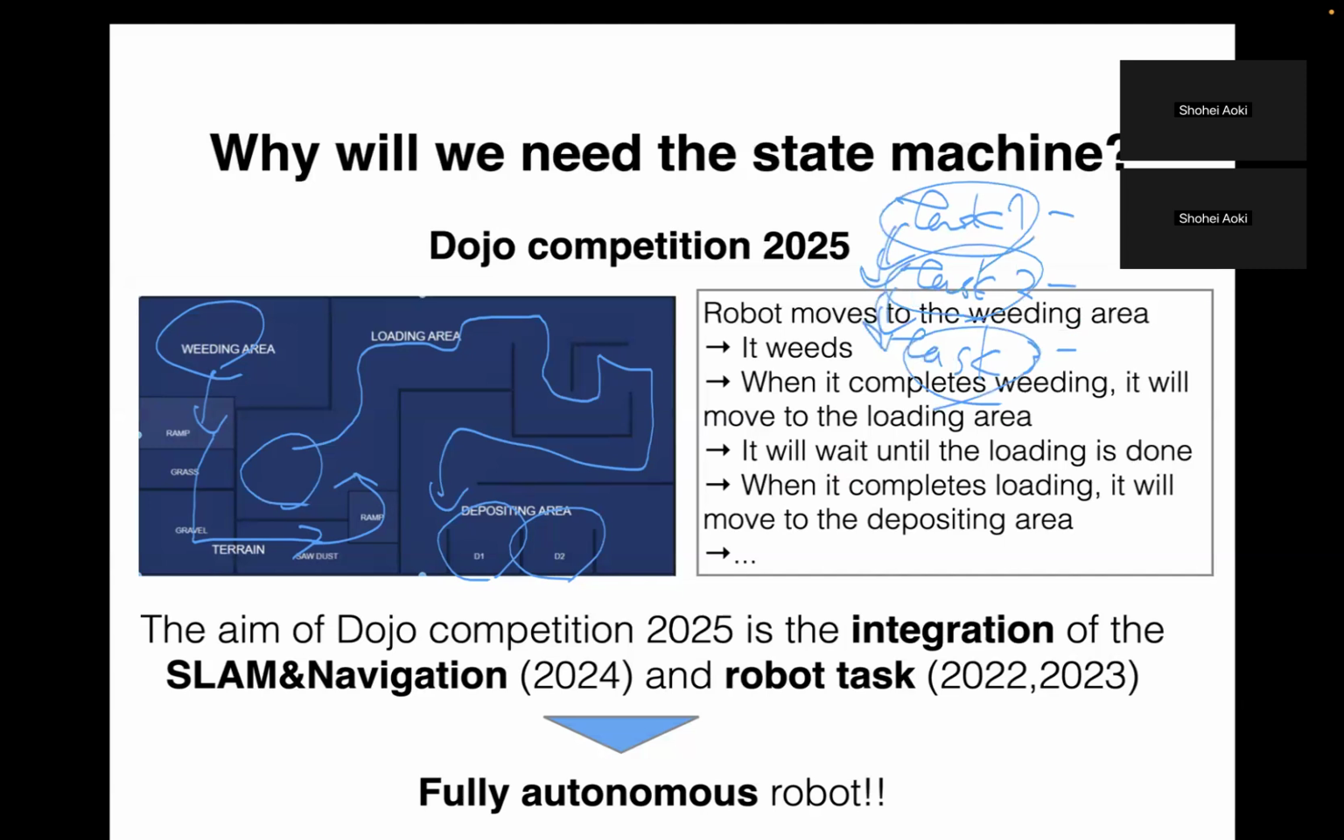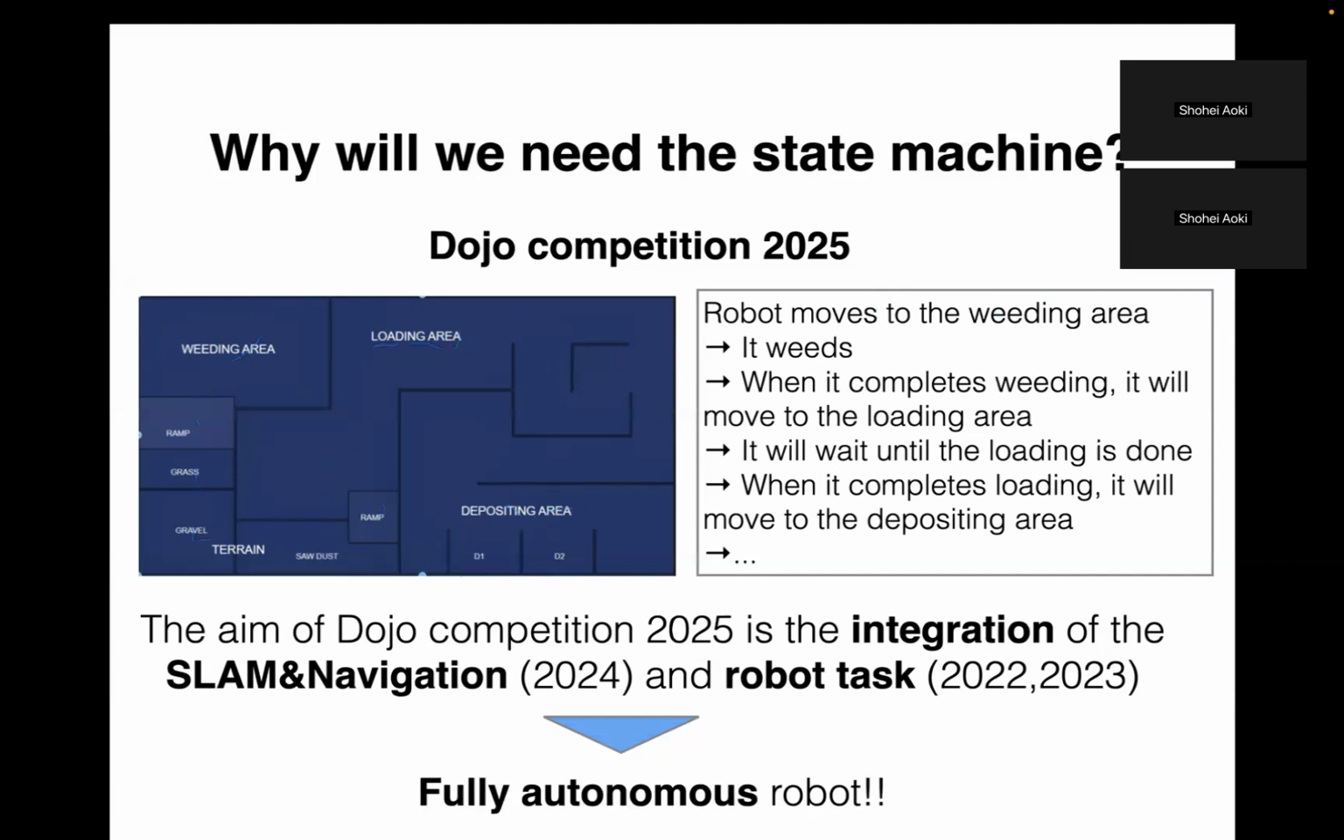In this case, actually, the Robotics Dojo Competition 2025 is an advancement from last year. Last year, the robot was able to implement SLAM and navigation. So we are going to add some other function, which is the state machine. So this is our intention.